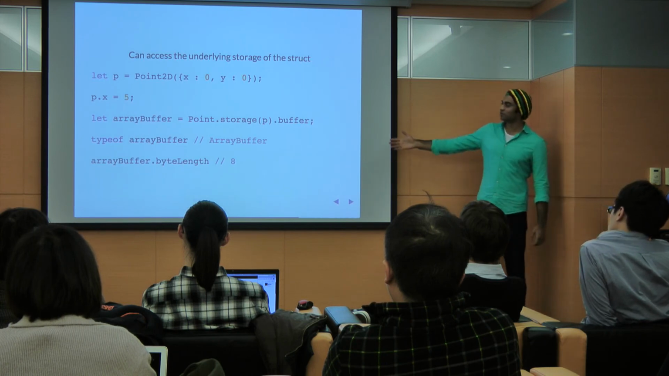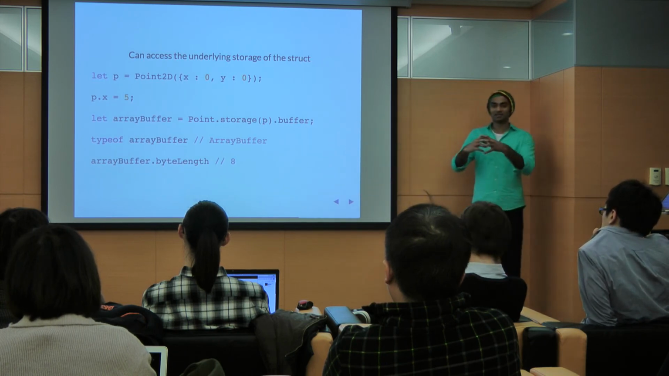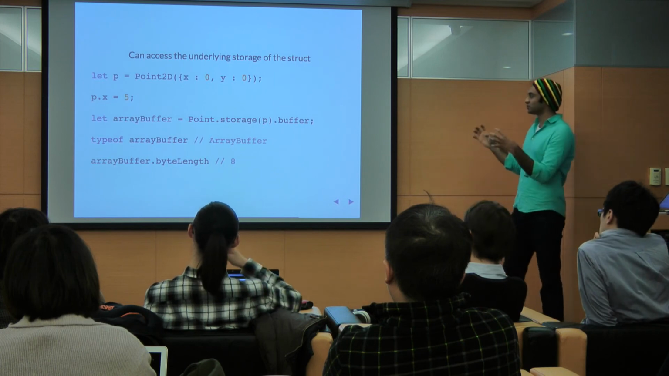So normal JavaScript object, you can't do this. You can't get the underlying storage. You can't access the data just as raw bytes. So that's what makes this really powerful.